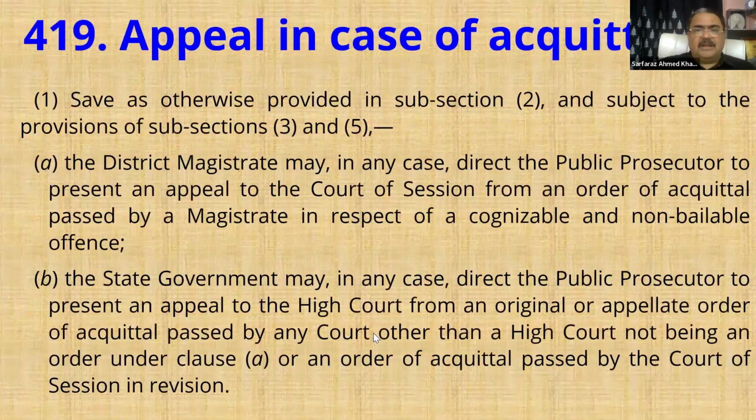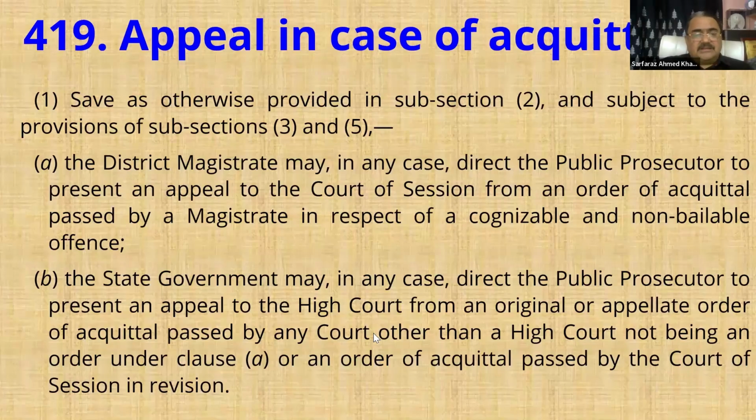Now we come to appeal in case of acquittal. When there is acquittal, then what will happen? So clause 1 says, save as otherwise provided in subsection 2 and subject to the provisions of subsections 3 and 5, A, the district magistrate may in any case direct the public prosecutor to present an appeal to the court of session from an order of acquittal passed by a magistrate in respect of a cognizable and non-bailable offence.